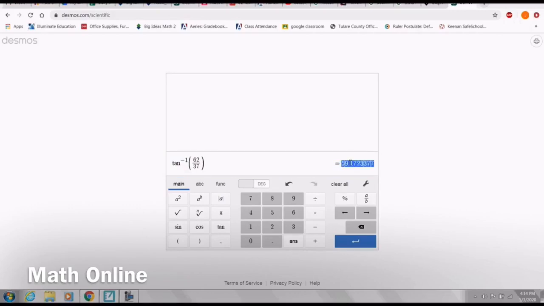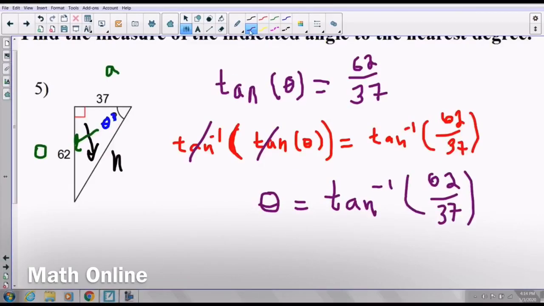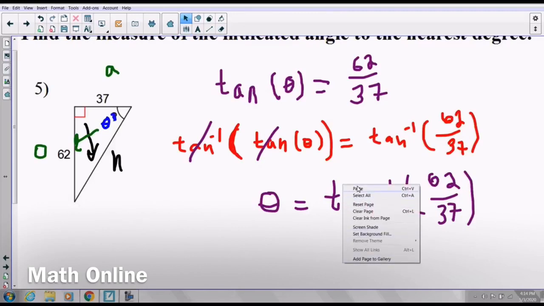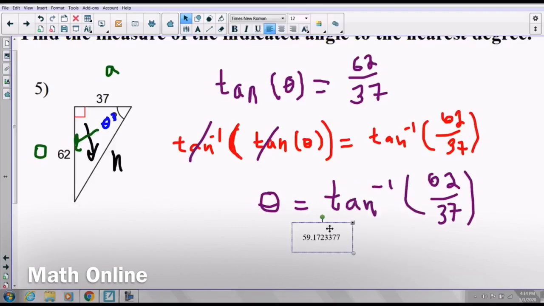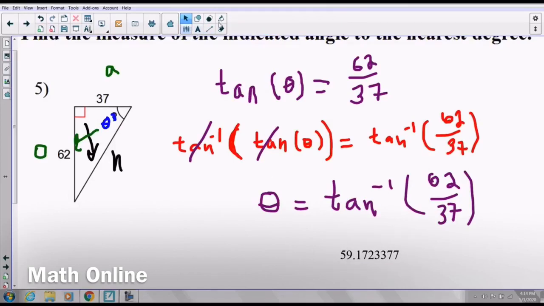So let me copy and paste this. Hopefully the copy and paste is still working. It wasn't working earlier, so paste. Is it going to work? Yes, it actually did. That's epic. All right, so here we go. So we know that theta, which is the angle of interest, is just the name of the angle. That's all I'm saying. Theta is the name of the angle of interest. So in this case, theta is equal to 59.1723, and so on.